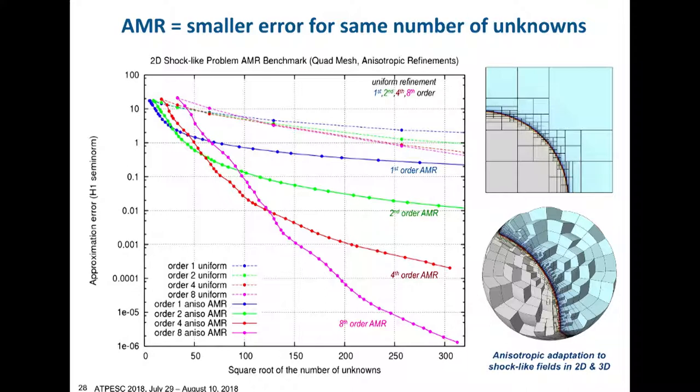You have uniform refinement in these dashed lines and adaptive mesh refinement in the solid lines. And this is all normalized by degrees of freedom versus error. And as you can see, adaptive mesh refinement allows you to solve the problem more accurately with the same number of degrees of freedom. But another thing I'd like you to observe is that higher order gives you more benefit. So AMR with higher order is even more beneficial. You go from here to here first order, but from here to here second order, and from here to here fourth order, for example. Okay, so this is another example where higher order is beneficial.